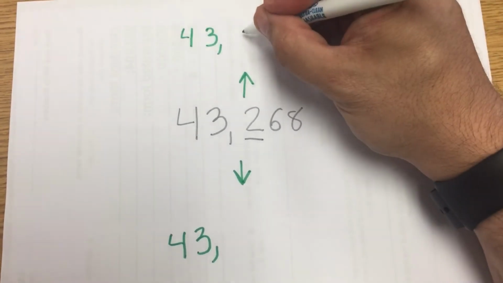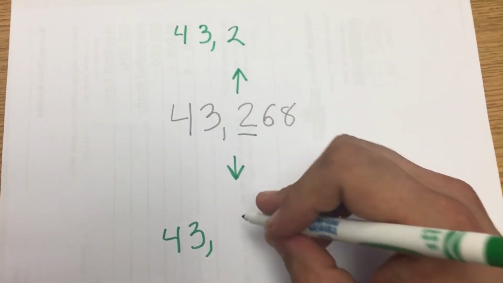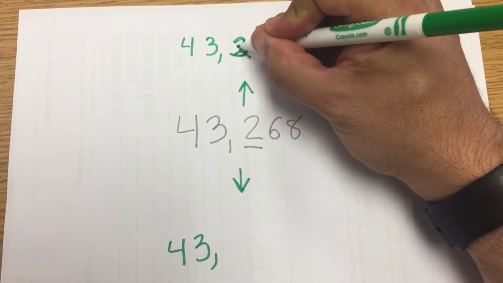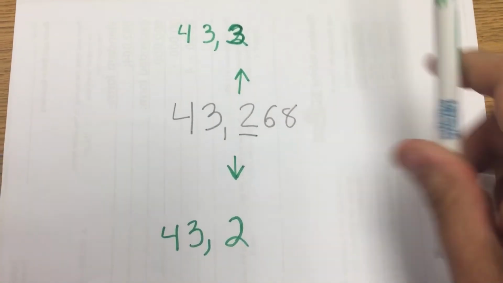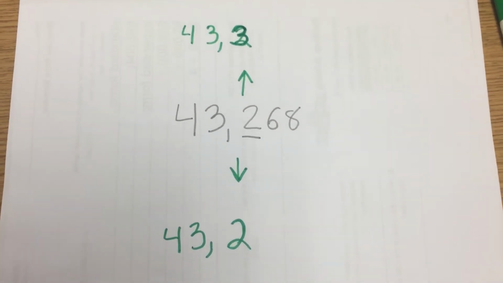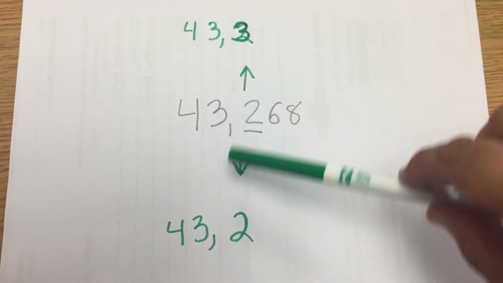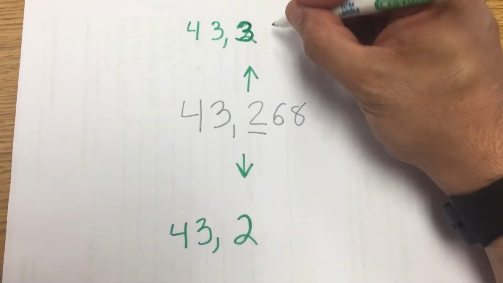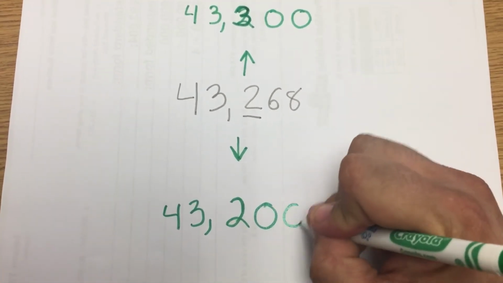So it could either soar and go up to be 300 something, or we could round down and it starts as 200 something. I caught my mistake right there. When we're rounding down, we keep that number the same. We're not going to go down to 100 something. And then lastly, anything to the right of it is just going to become a zero.